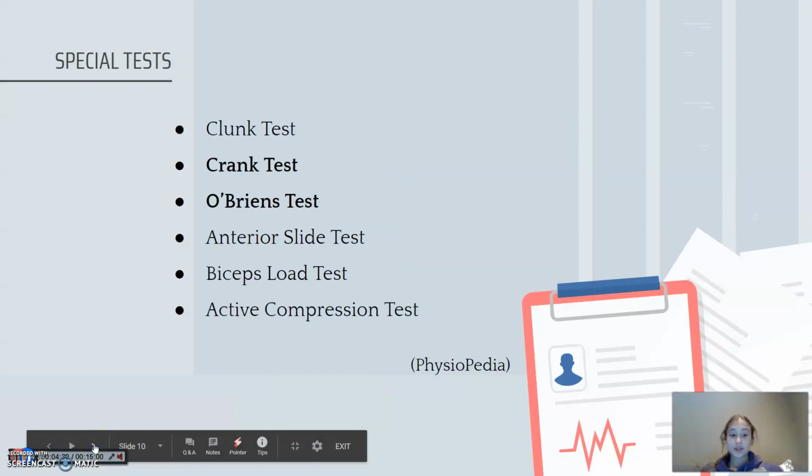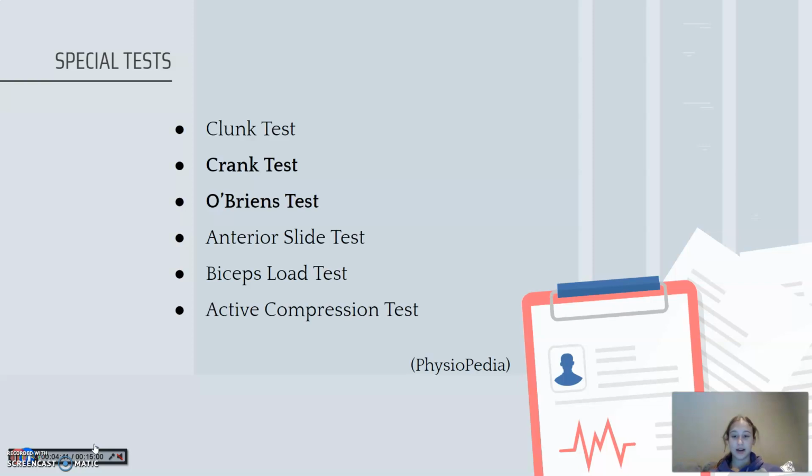So for special tests, there's a lot of different special tests. I didn't name them all here, but there's dozens of different kinds of special tests. But I'm just going to tell you about the Crank test and O'Brien's test.